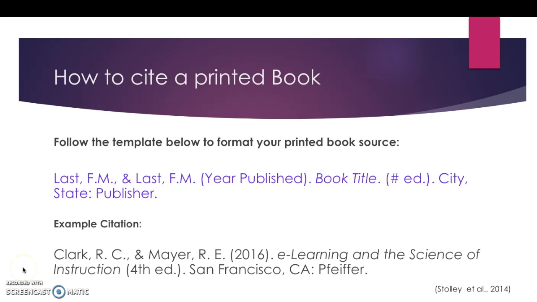Here's an example of what a real book citation might look like. You can see the author's names are listed last name first. They don't necessarily have to be alphabetical. They're listed in the order they're shown on the source. You put the year in parentheses, followed by a period, titles in italics with all keywords capitalized. The edition number goes in parentheses here. Then you have city, state, colon, publisher. A period closes your citation, and you're done.